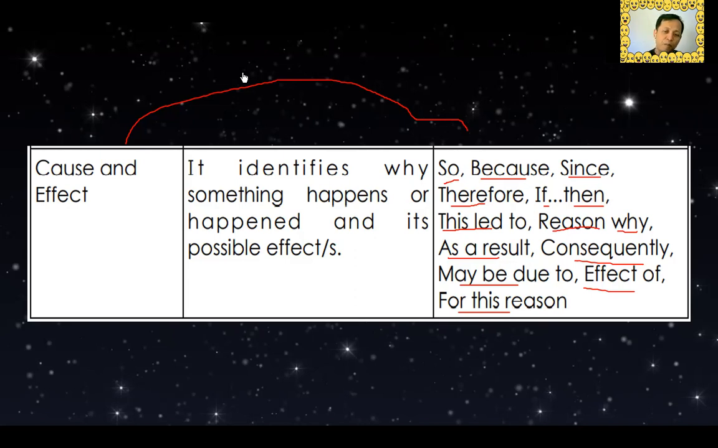Flooding is the effect of cutting down trees. And lastly, for this reason: flooding happens a lot in our country. For this reason, we should plant more trees and take good care of our environment. So those are the examples on how to use these words. All right.